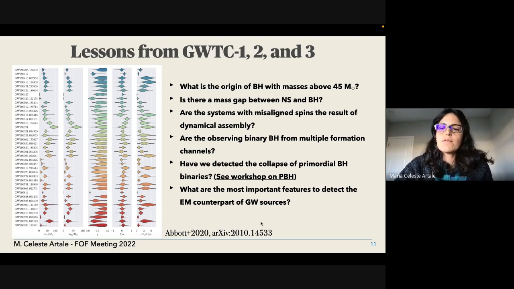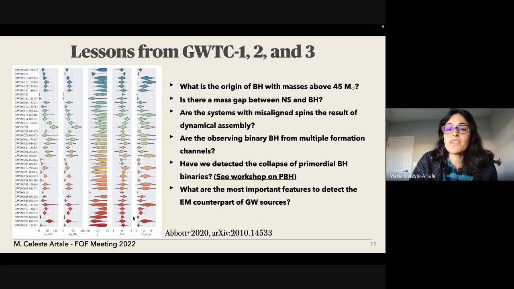And there are a lot of questions, including, since we started to talk about primordial black holes yesterday, in the community there is a lot of debate about whether we are detecting multiple formation channels, in particular for the binary black holes, and whether we have detected the collapse of primordial black hole binaries in some of these detections that we have now.